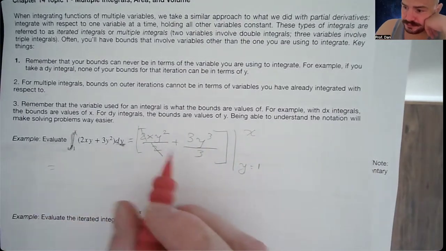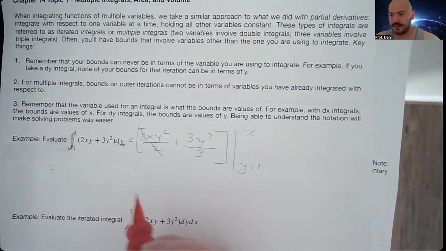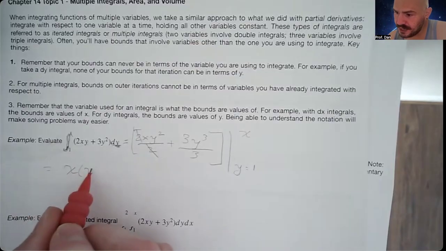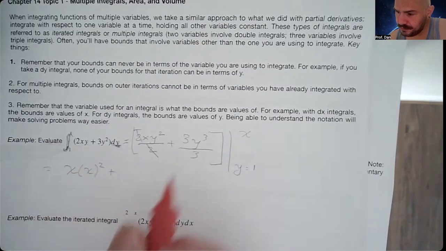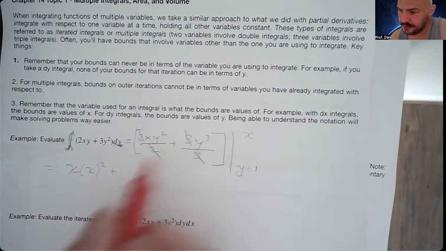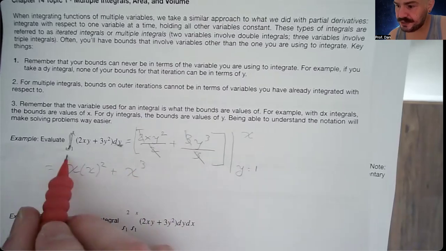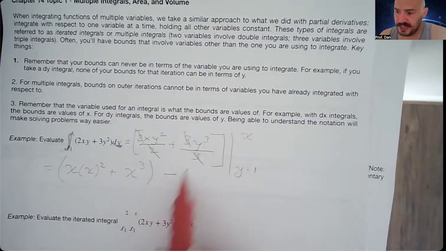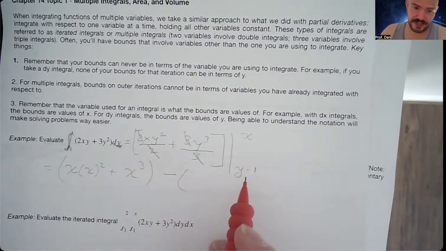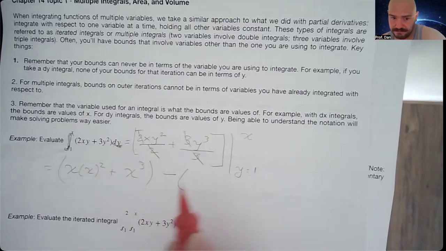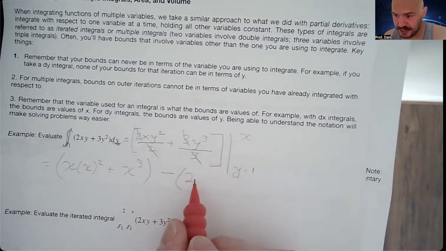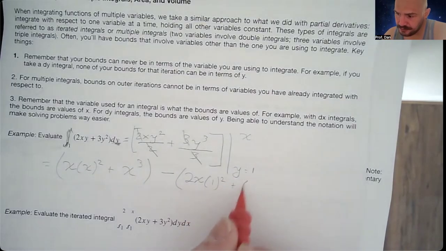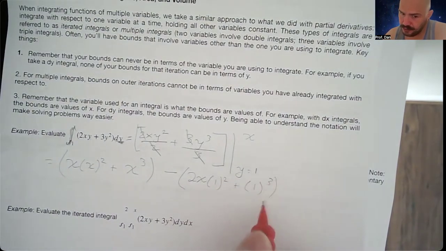So with this one, I would get x times x squared plus, and then these 3's will divide, x cubed. That's what I get from plugging the top bound in. Now, if I plug the bottom bound in, remember we're substituting the 1 for y, we can still have an x in our answer. So we have 2x times 1 squared plus 1 cubed.